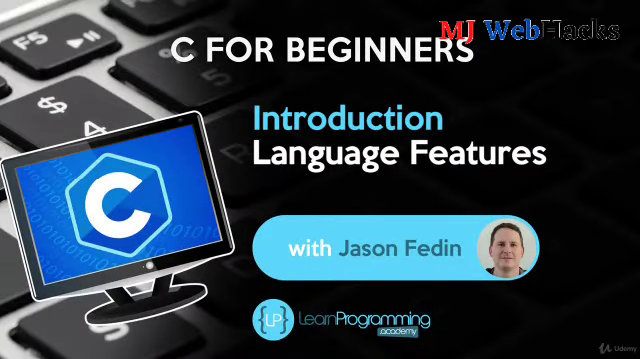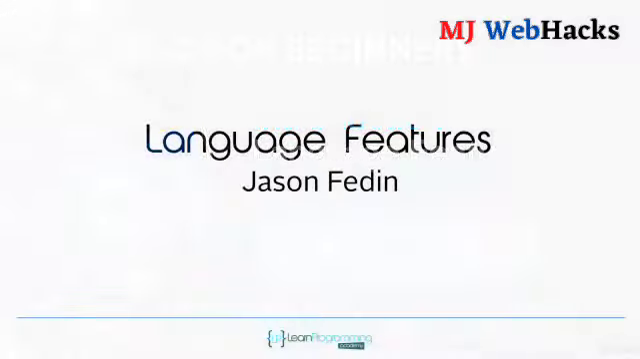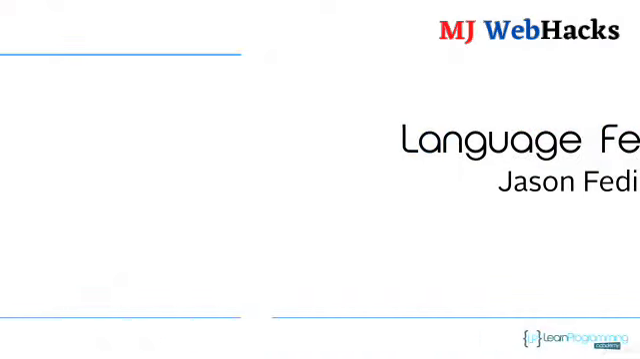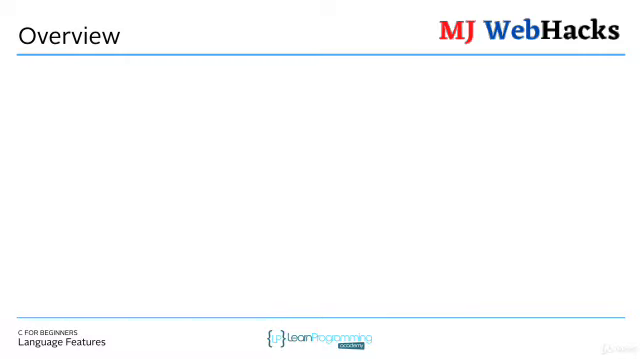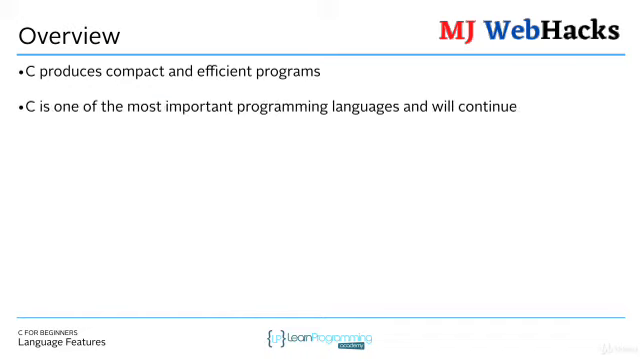Hello and welcome back. In this lecture, I want to discuss some of the specific features related to the C programming language. So we know all the advantages of C. I talked about that kind of ad nauseam. We know that C produces compact and efficient programs. That is a language feature, though. That's important. It's one of the most important programming languages and will continue to be so. We know all this. So I just, again, want to reiterate it.